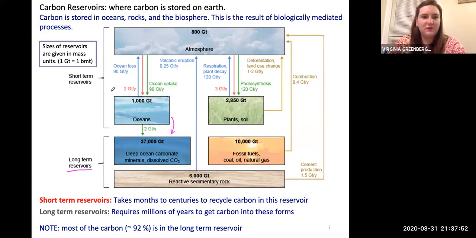We can see that moving between the different short-term reservoirs, like from the ocean to the atmosphere, or from plants and soil to the atmosphere, happens in all kinds of different ways. The ocean gives off a certain amount of CO2, but it also takes up a certain amount of CO2. And as plants and such decay, they give off some CO2, but photosynthesis retraps that.